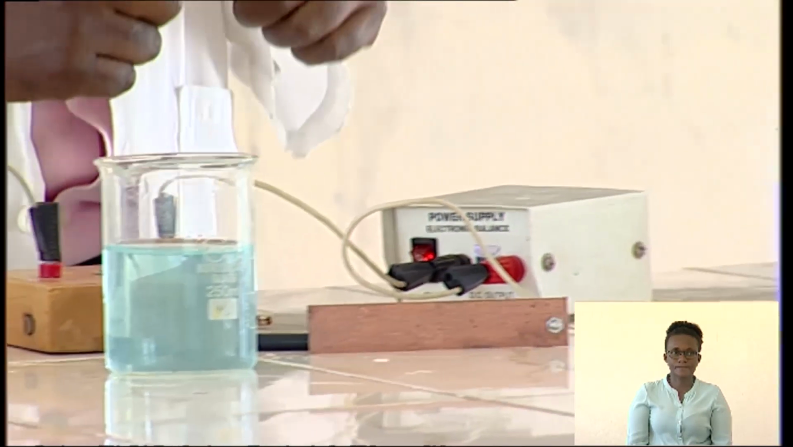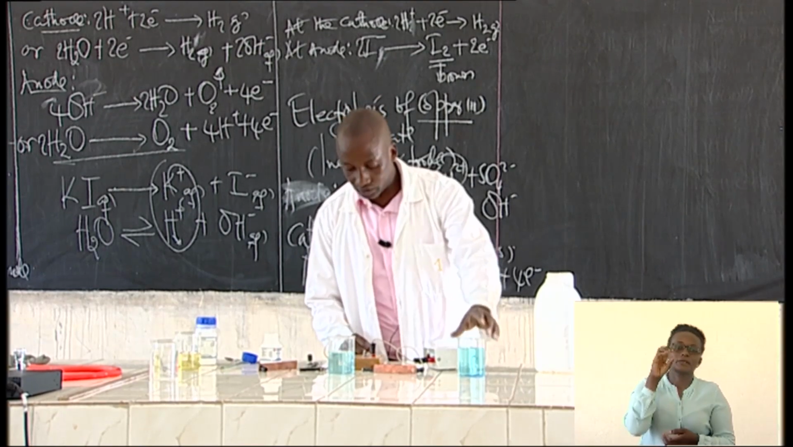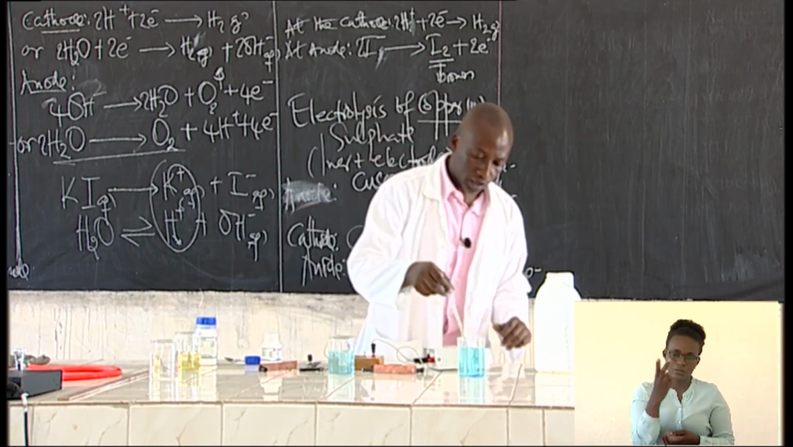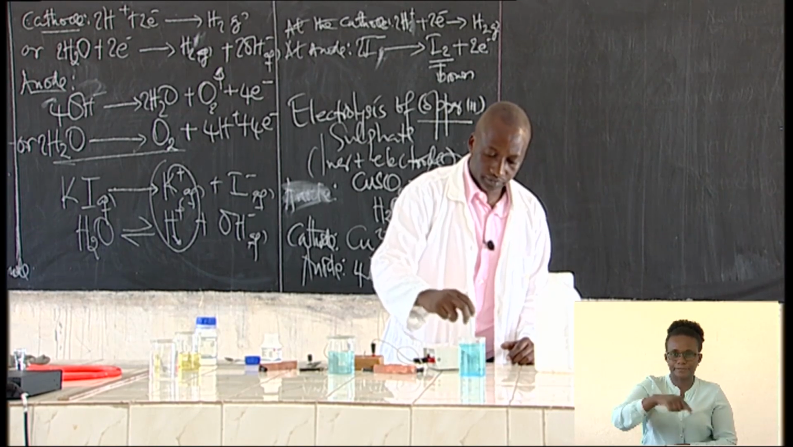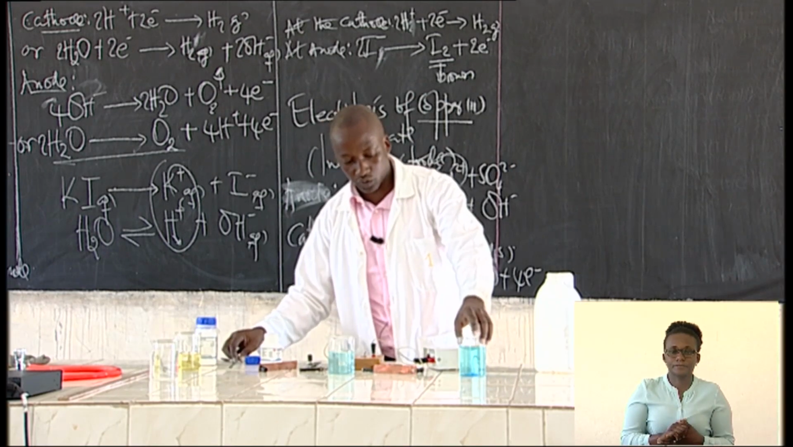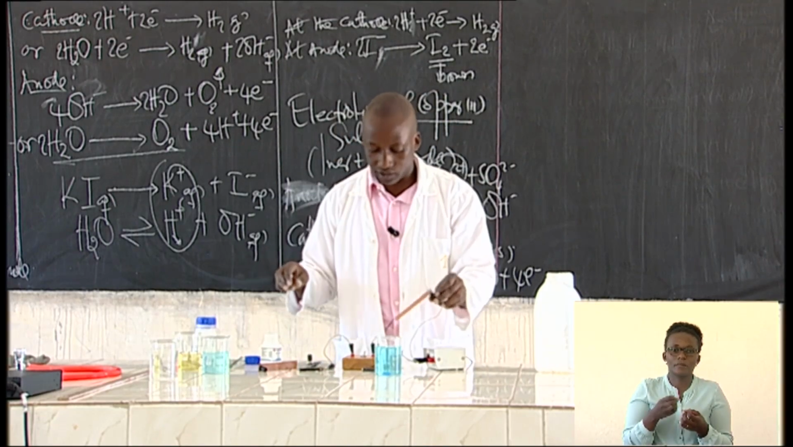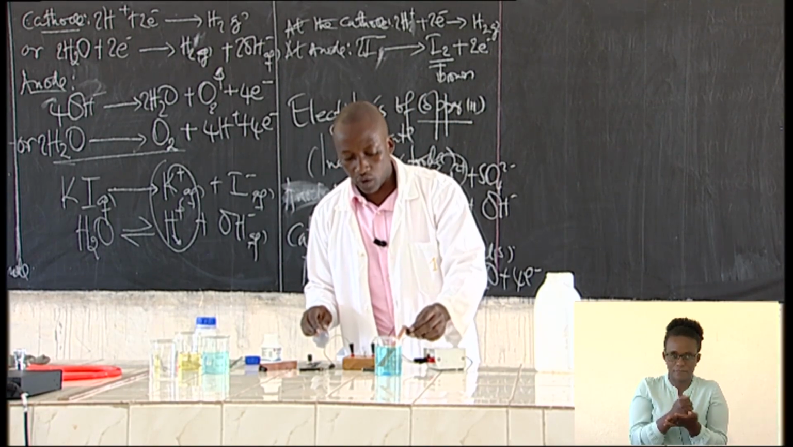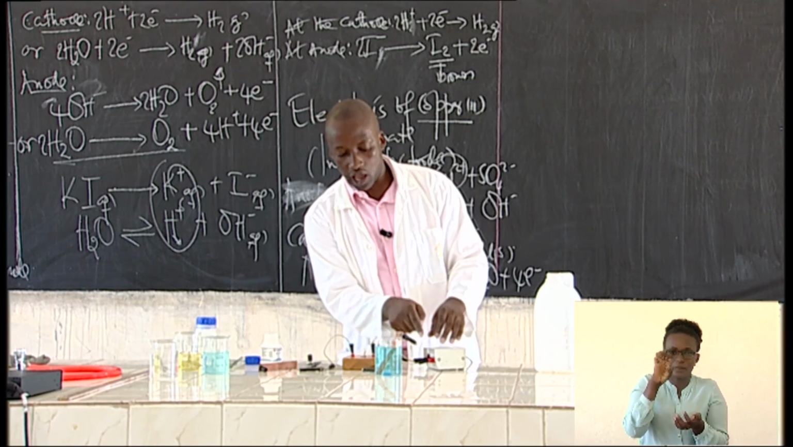Right, this is enough solution of copper 2 sulfate. We can as well dissolve it more. But what is important is that the solution is dissolving. Copper 2 sulfate is very soluble, so it makes an electrolyte. So we are going to insert this electrode. We said this is the anode.